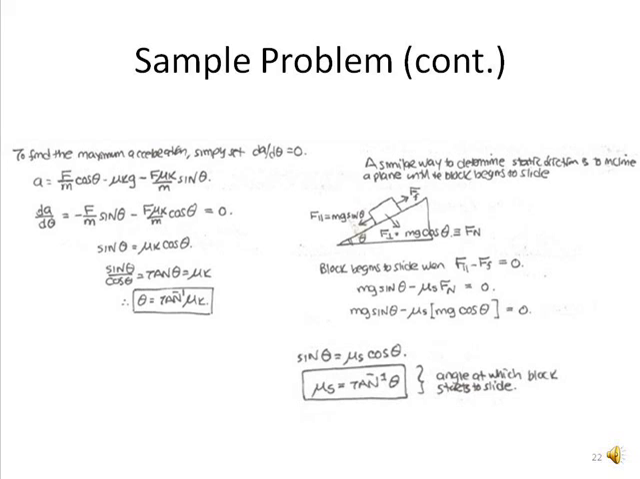So we set these equal to 0, we rearrange, and then again, we see a similar expression to the previous problem. We see the coefficient of static friction is equal to the tangent of the angle, in this case, the angle at which the block begins to slide. This is a common experimental apparatus that is one of the ways in which we can measure coefficients of static friction.